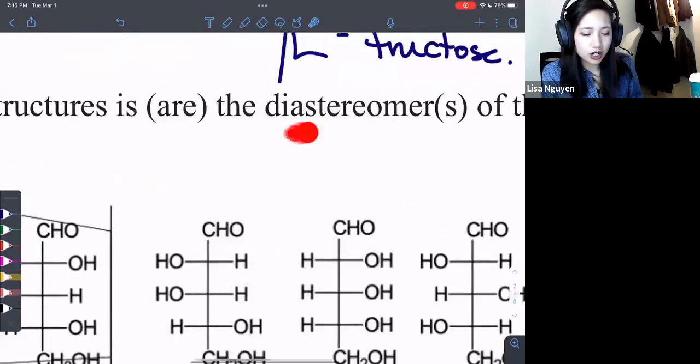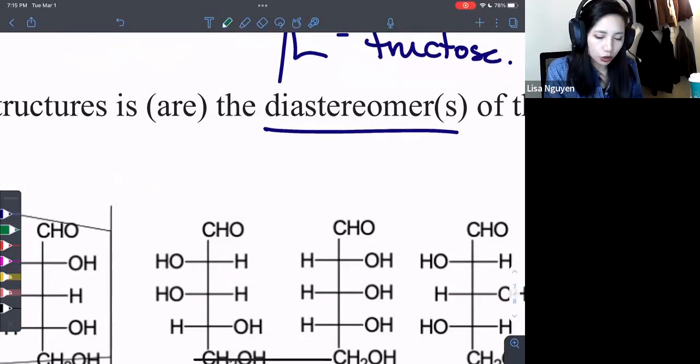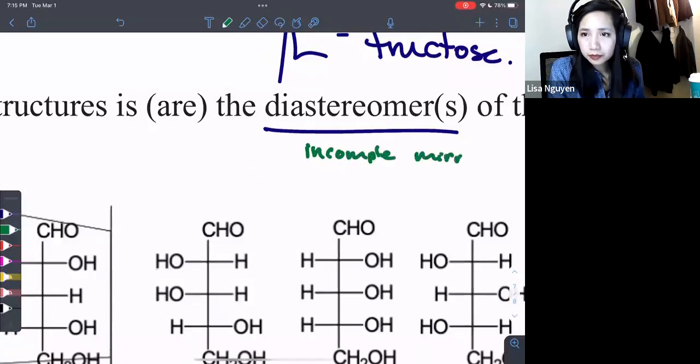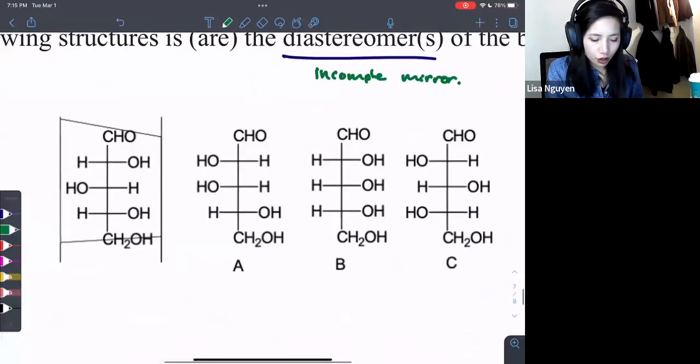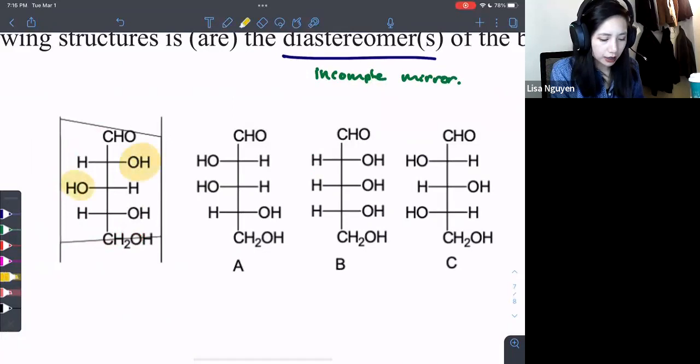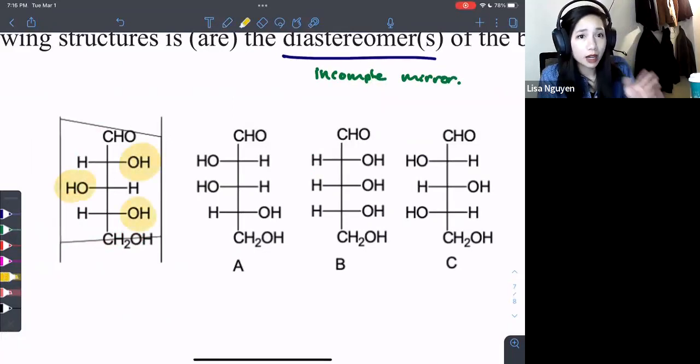So in this question, it's asking for diastereomers. So we're looking for incomplete mirror images. All right, so this is the molecule we're focusing on. What I usually do is highlight the OH groups that I'm focusing on.